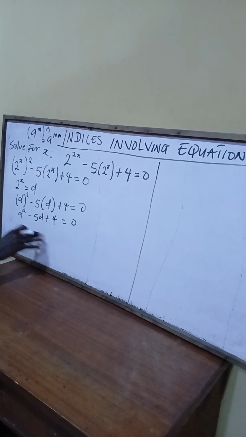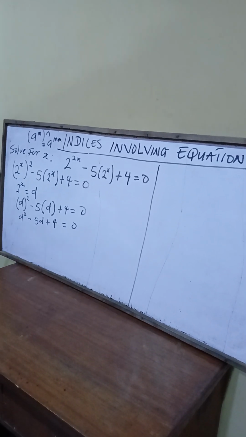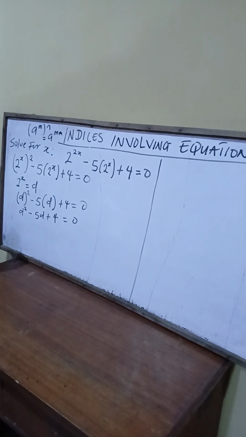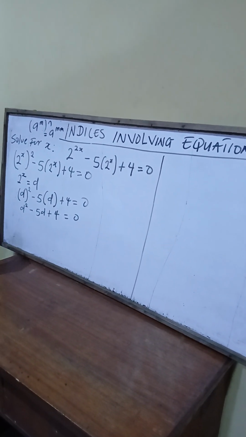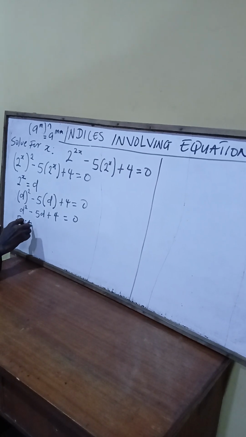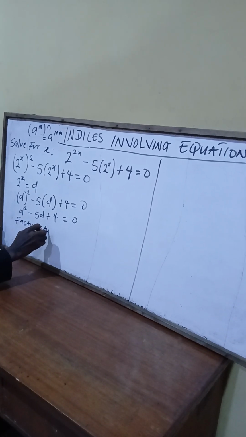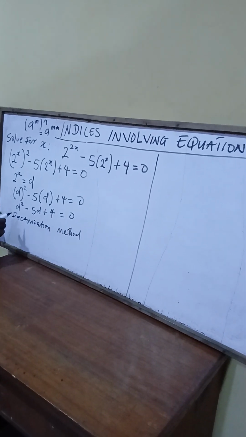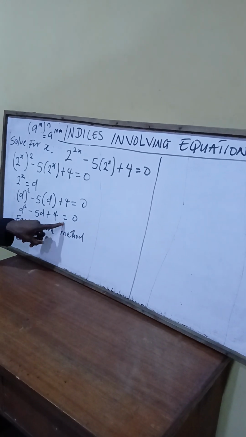So at this point now, for us to get the value of D before we can solve for our x, we can use any method. We can use factorization method. So by using factorization method, we have to factorize this function.